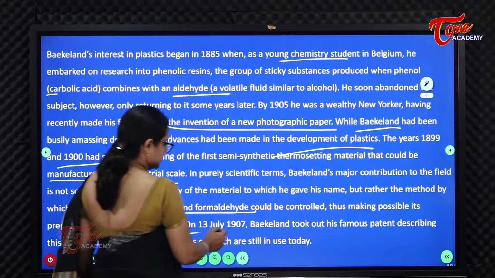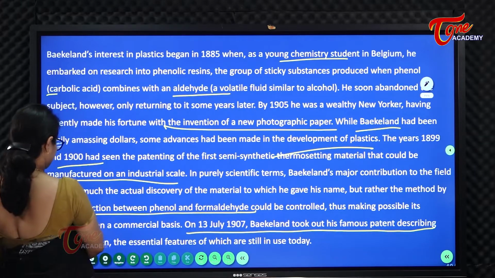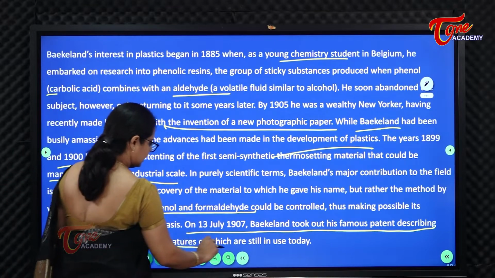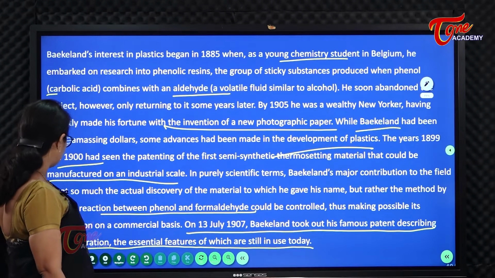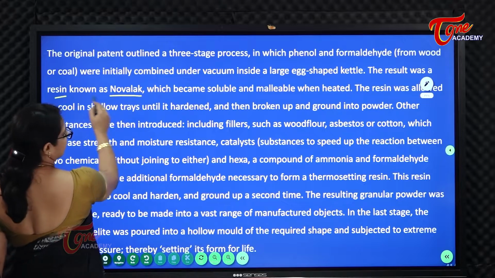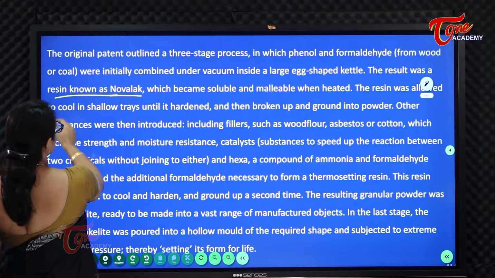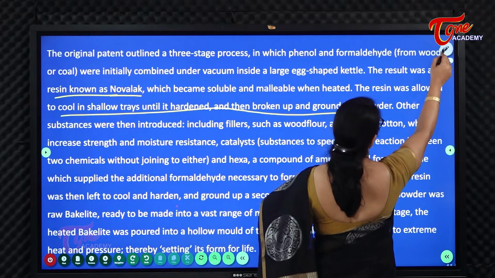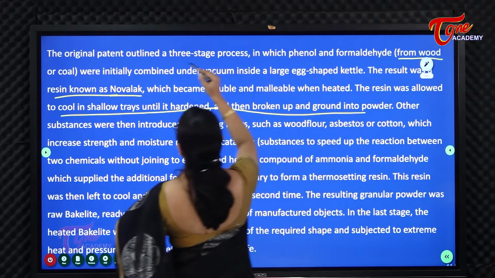Now, on 13 July 1907, Bakelite took his famous patent describing the preparation. This is essential because all the features are still in use today. So that is a fact that we need to underline. Now, we need to underline the word novolac. This is the resin. Okay. This resin was also allowed to cool in trays until it hardened and then broken and ground. So, molding of resin. Also underline formaldehyde and phenol.